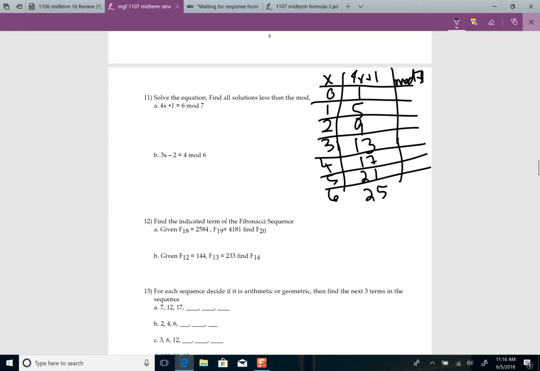Mod 7. 1 is less than 7, so I leave 1 alone. 5 is less than 7, I leave 5 alone. 9 is bigger than 7, so I do 9 minus 7 is 2. 13 minus 7 is 6. With 17, now that's a lot bigger than 7, so I'm going to subtract 14 to get 3. 21's a multiple of 7, so I write 0. And with 25, I'm thinking 25 minus 21 is 4. Okay. Now you got to go back and go, what am I looking for? You're looking for 6, which says x is 3.